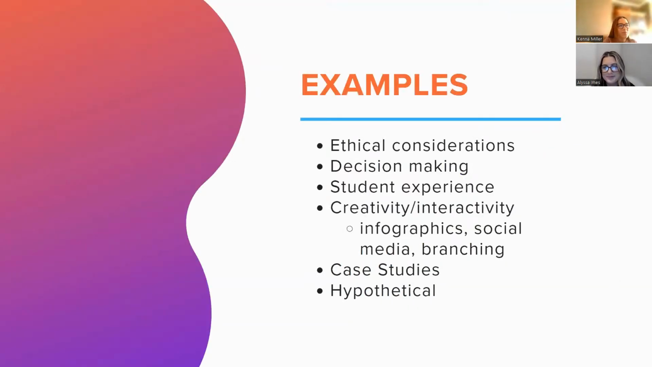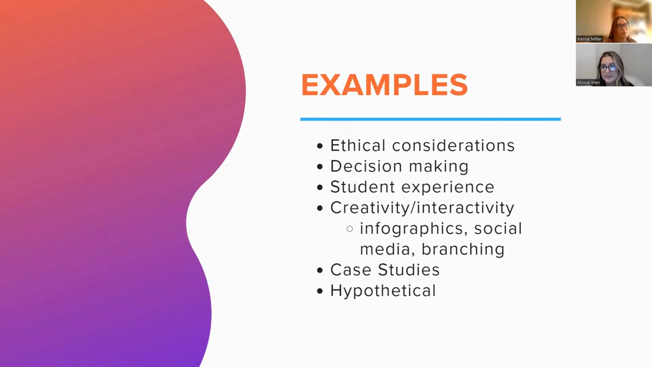So we do have a few examples here, and this list is not exhaustive by any means. I think that you can go so many ways with discussions. So we just brought some of our favorites here. The first one that we have is ethical considerations.